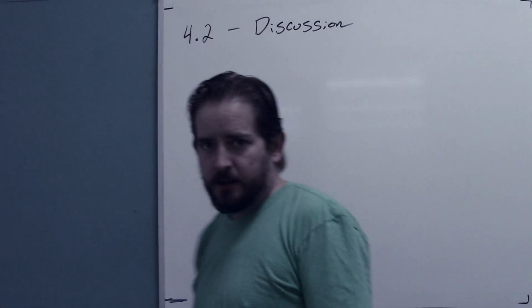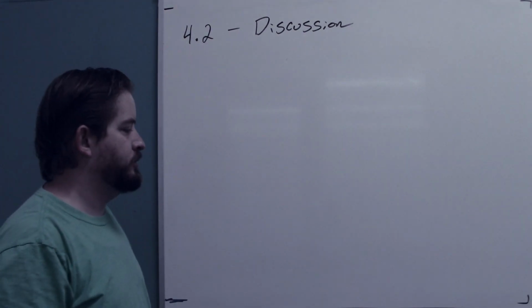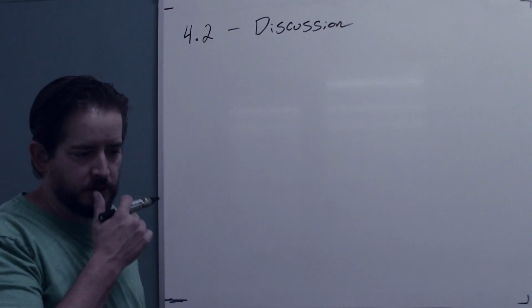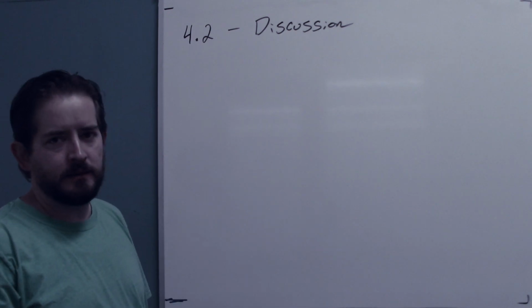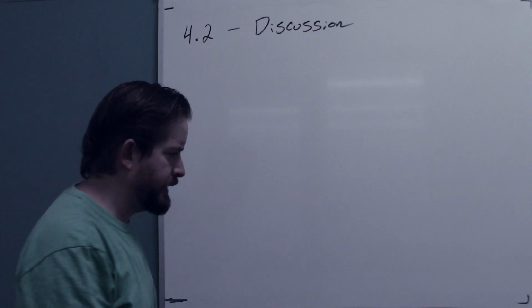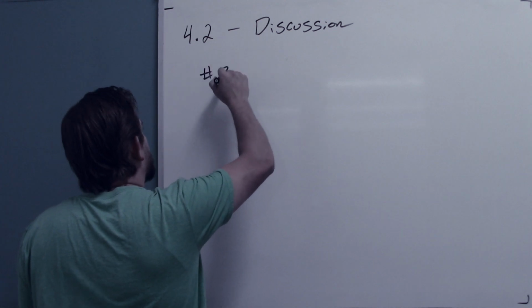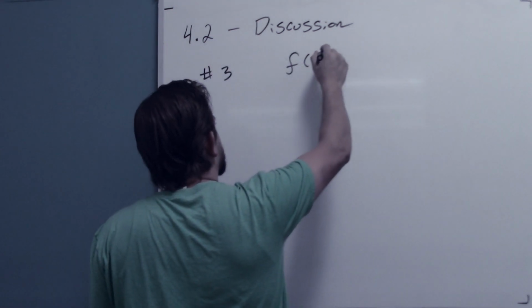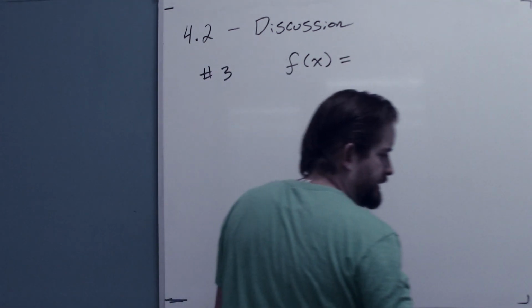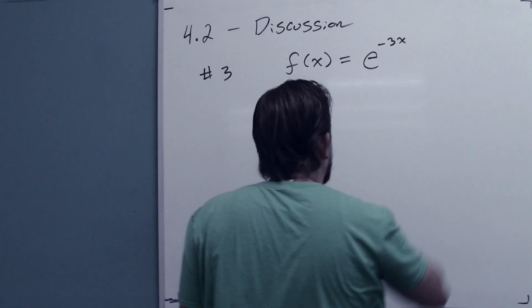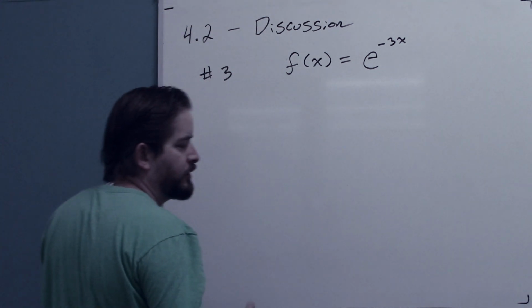All right, welcome back. This is the discussion for 4.2, which is on the natural exponential function, or that exponential function that uses e, right? So let's start with number 3. Number 3 tells us that we have a function f of x is e to the negative 3x. And we're asked to find a few values. I'll do a couple of them.